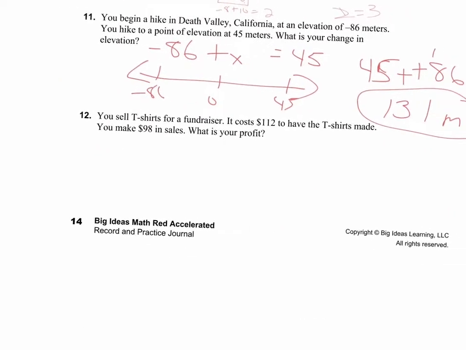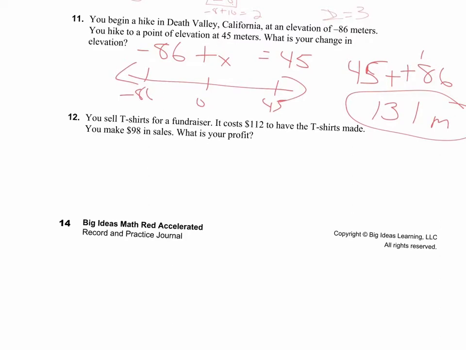Okay, you sell t-shirts for a fundraiser. It costs you $112 to have the t-shirts made. You have $98 in sale. What is your profit? So, you make $98 in sale, right? So $98 is your money that you made. It costs $112, so we have to minus that $112 because we have to pay that.